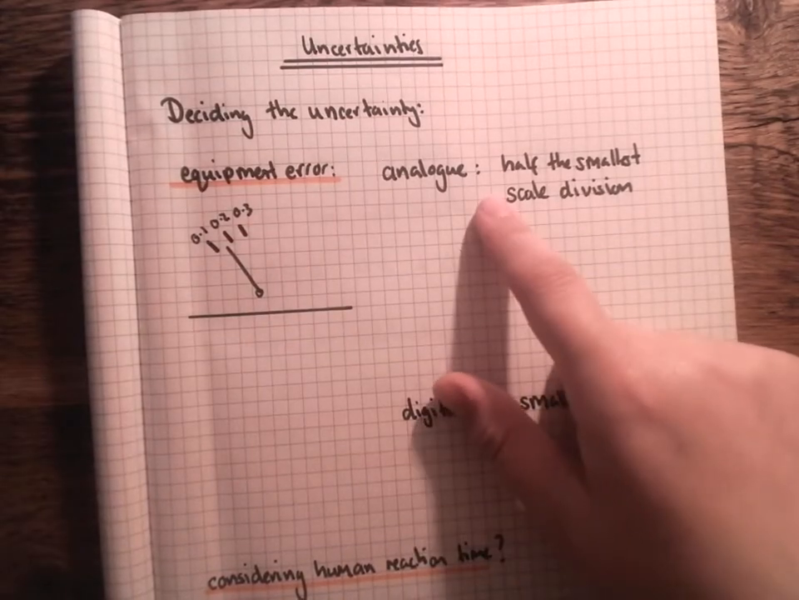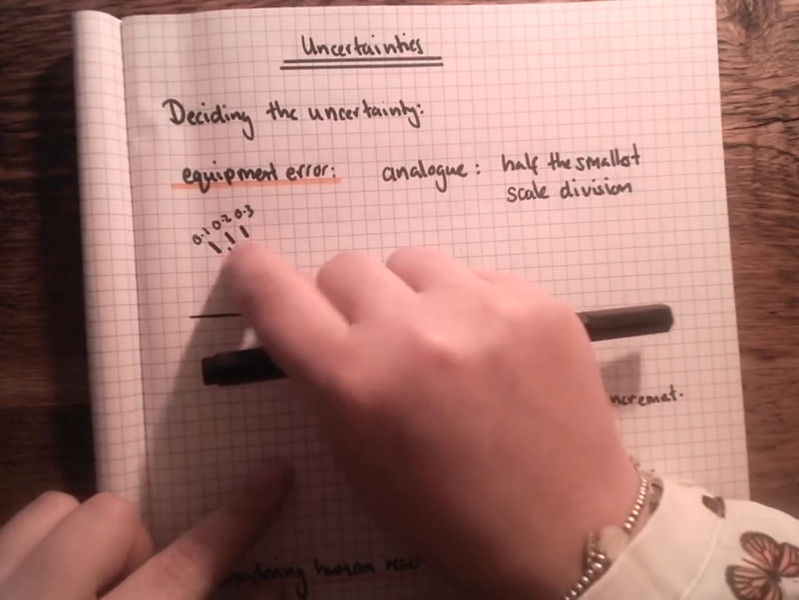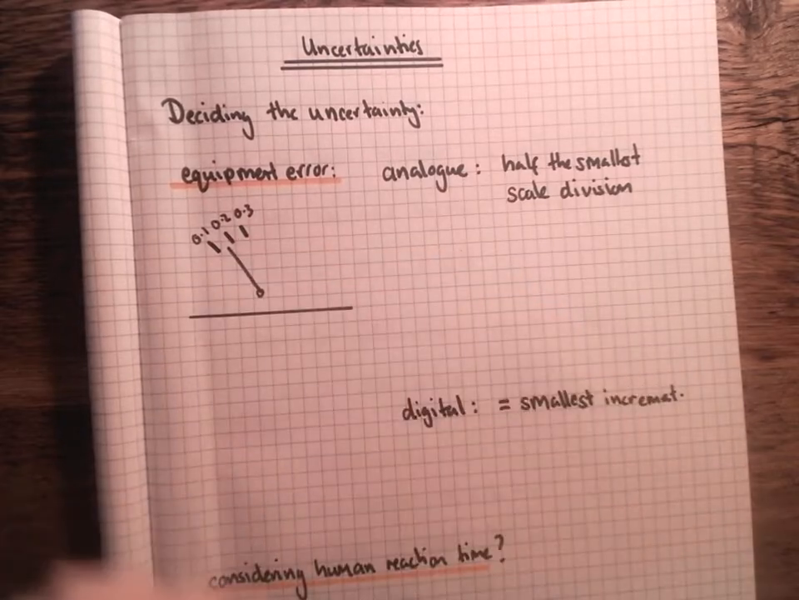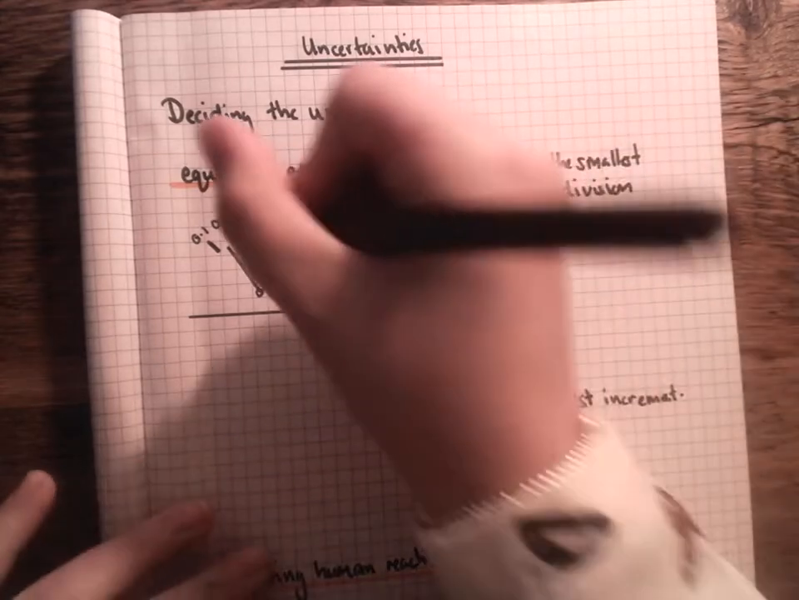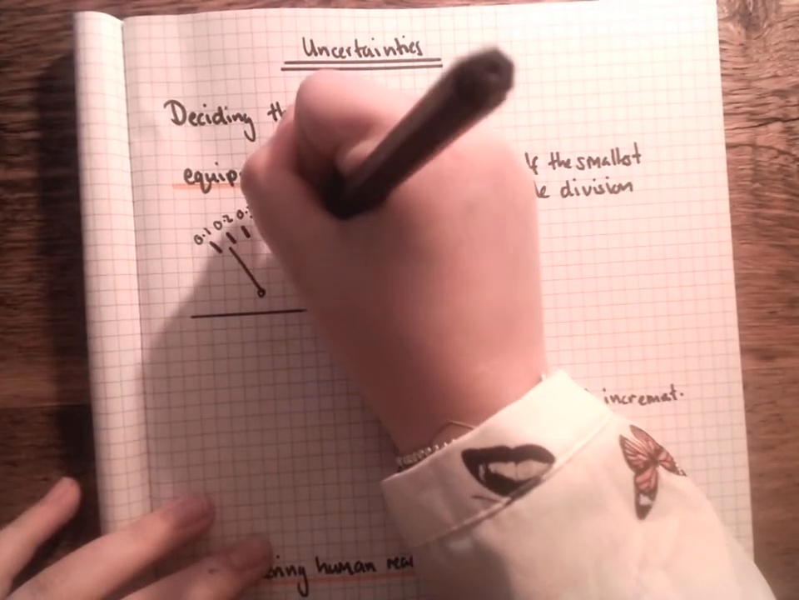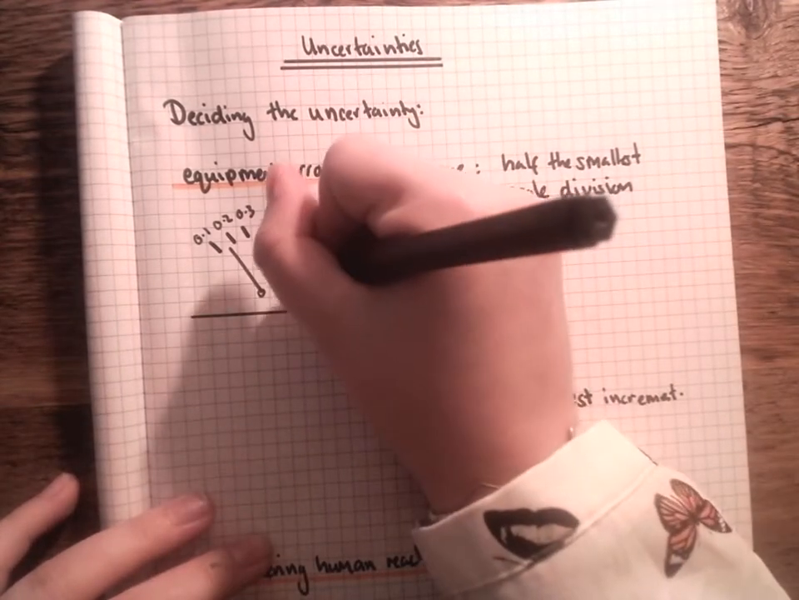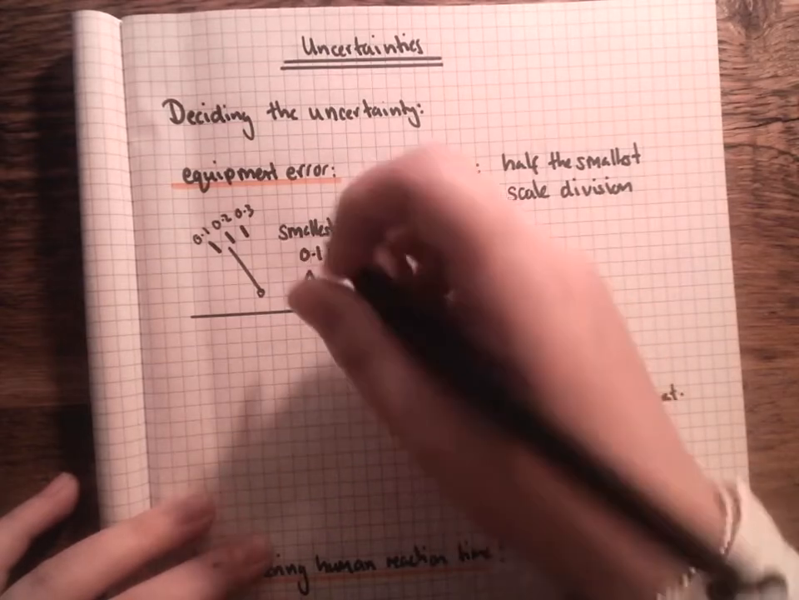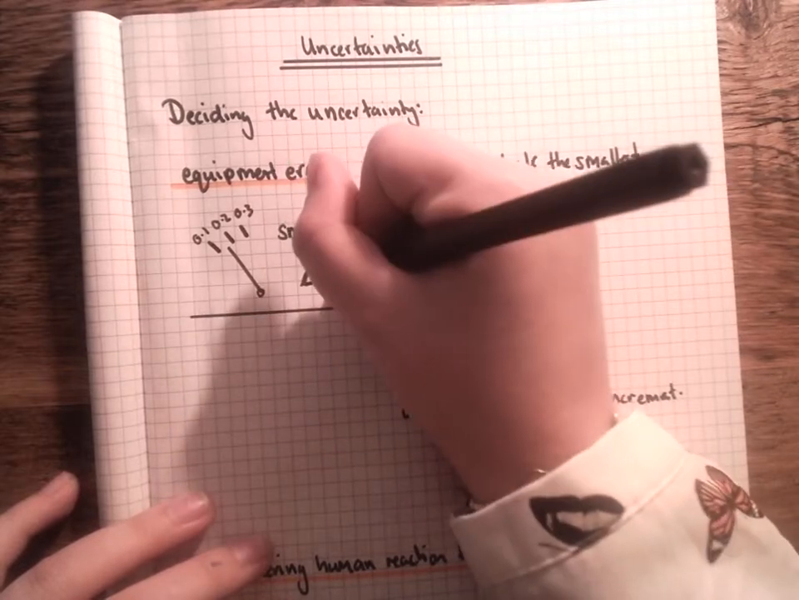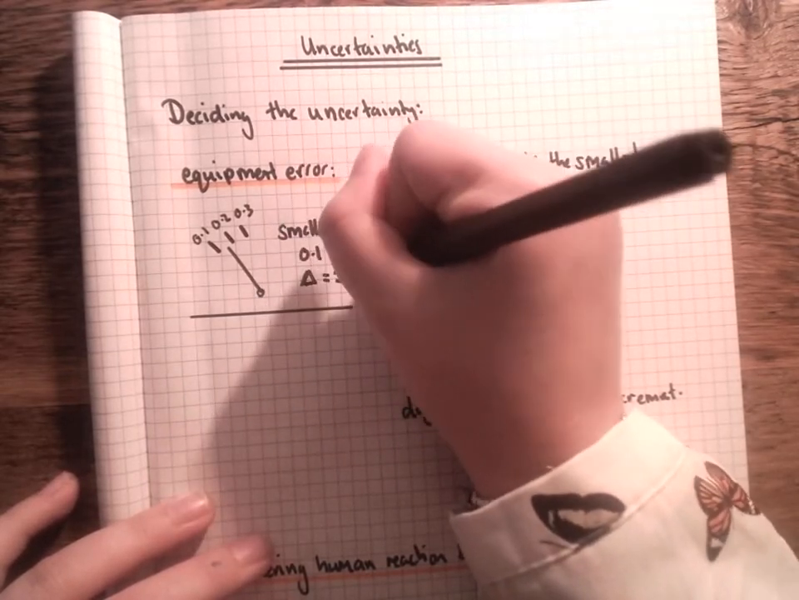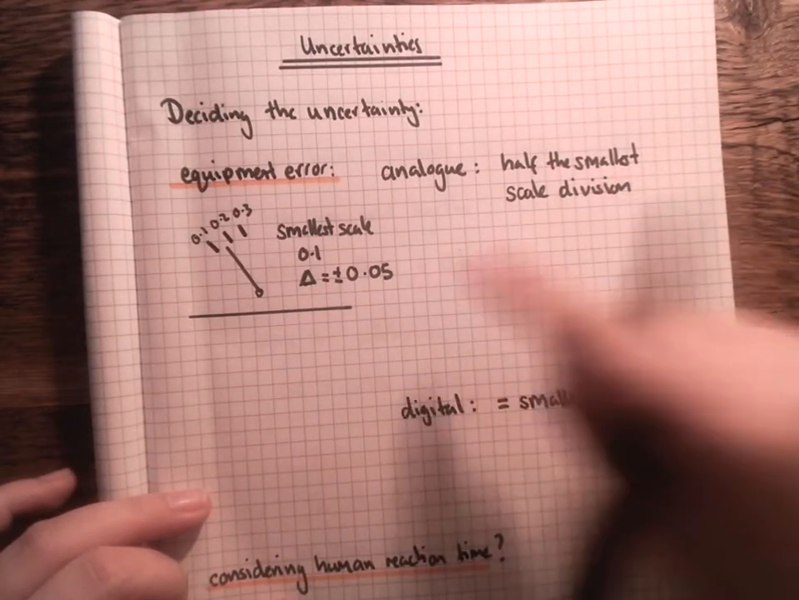So going back to analog, okay, we use half the smallest scale of the division. So for example here, if we look at this, my scale's going up 0.1 to 0.2, it's going up 0.1 each time. So the smallest scale is 0.1, which means that the uncertainty, and we use this little delta symbol, this little triangle here to represent the uncertainty, therefore is going to be equal to plus or minus 0.05. Okay, so in this case, I take it to be half of the smallest scale.